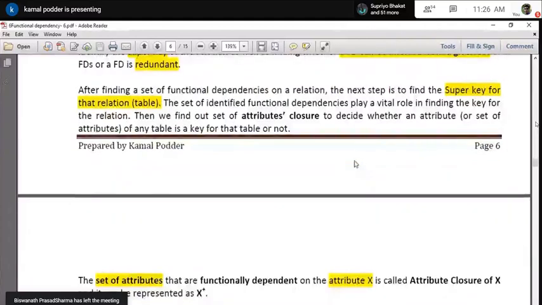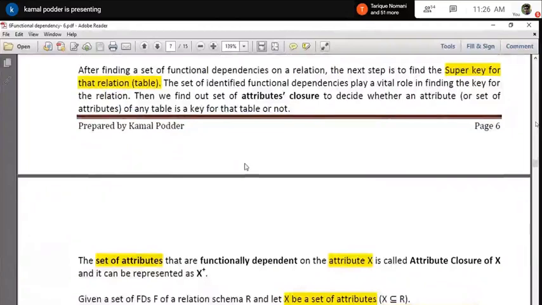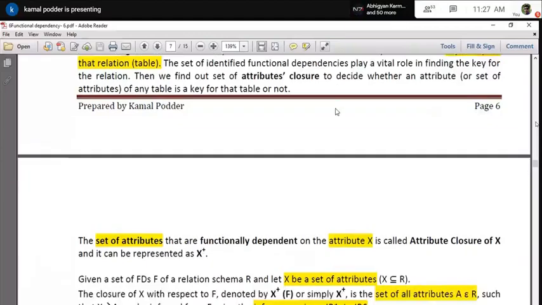After finding the set of fundamental functional dependencies in a relation, the next step is, as soon as you find out the functional dependencies, suppose you are the designer, your job is to find out the super key. Okay, and then find out the candidate key and the key. First you identify the super key, and this set of identified functional dependencies plays a vital role in finding the key also, and then you find the closure of a set of attributes to decide whether an attribute of any table is a key for that table or not.